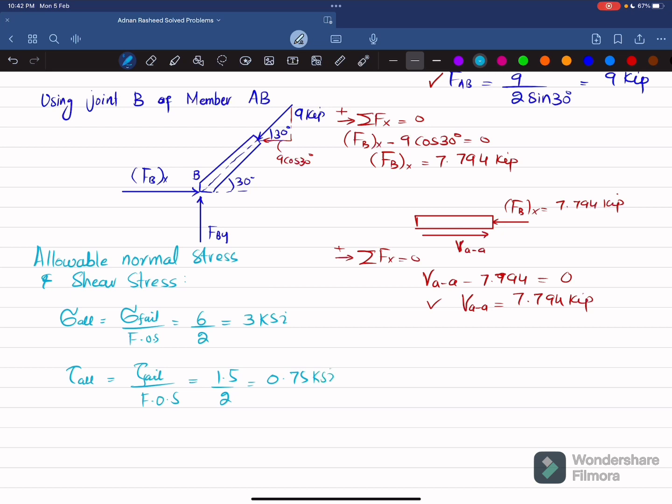So now we will use these two to find the force in AB, and we will find the distance B. First, we know that the allowable normal stress in member AB is FAB divided by the area of AB, that is equal to 3 into 10 to the power 3, and FAB is 9 kip.